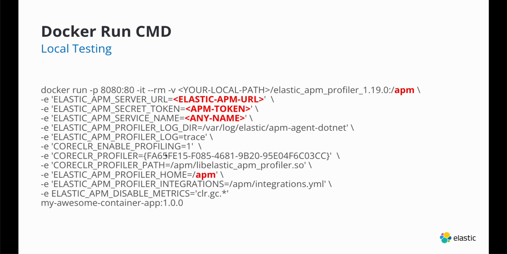The rest of the configurations are documented pretty well in the Elastic documentation, so go there for more information. What's important is the Elastic APM profiler home. You do want /apm, exactly what the root is, because that's where it'll look for the rest of the files. So you can see here the Elastic profiler integrations, /apm, this is looking for the root, and then integrations are YAML. And then lastly, you must have the disable metrics set. And then you can call it, obviously this is my silly application called my awesome container.